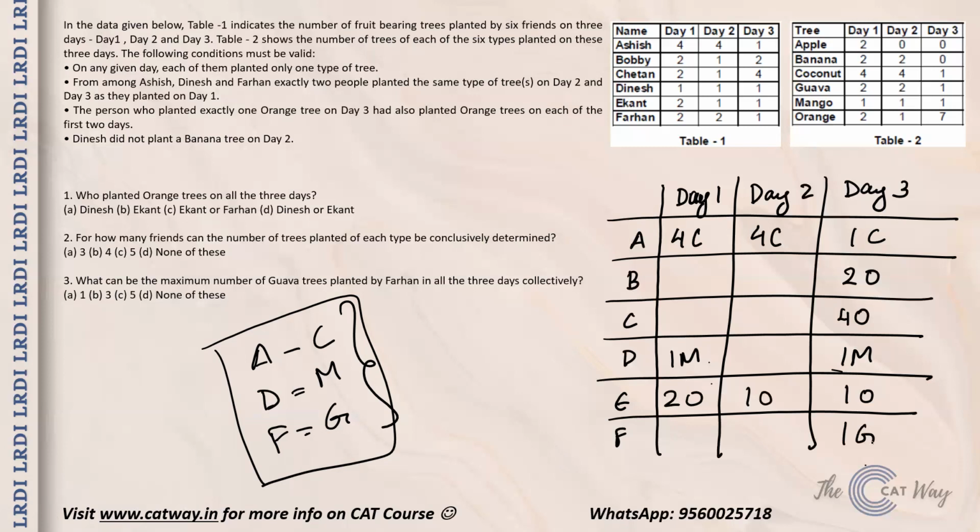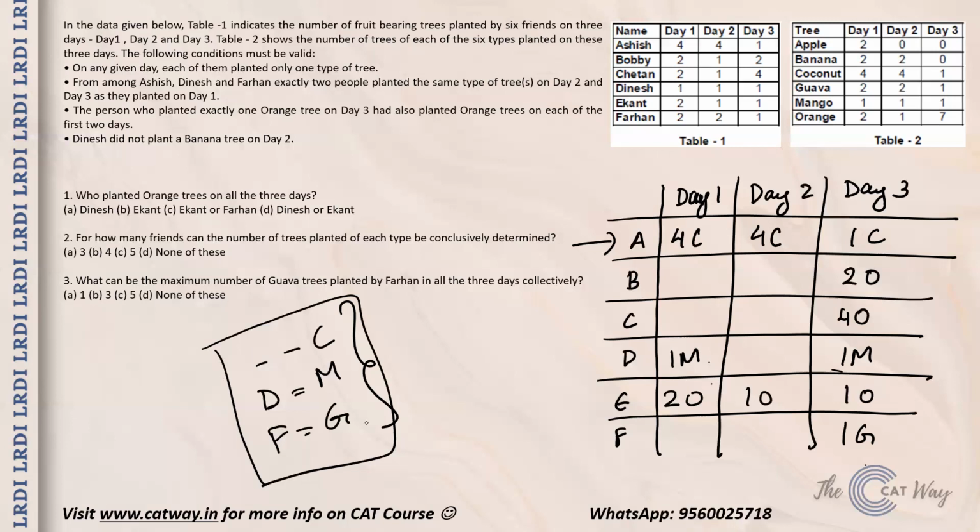Now that means A is among these 3 people, A is that one person who has planted the same type of tree on all 3 days. Now we have to identify between Dinesh and Farhan who is the second person. So let's start with Dinesh, because for Dinesh we know what he planted on day 1 and day 3.